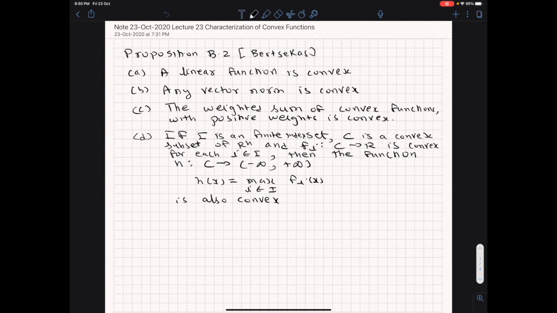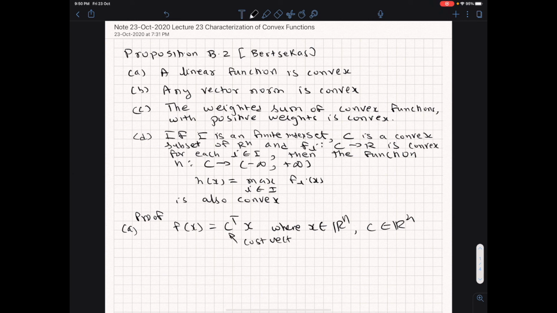So let's prove it. A linear function means f of x is equal to c transpose x, where x is in Rn and usually c is of course also in Rn. This c is usually called the cost vector, and this is actually the objective function in the linear programming problem.